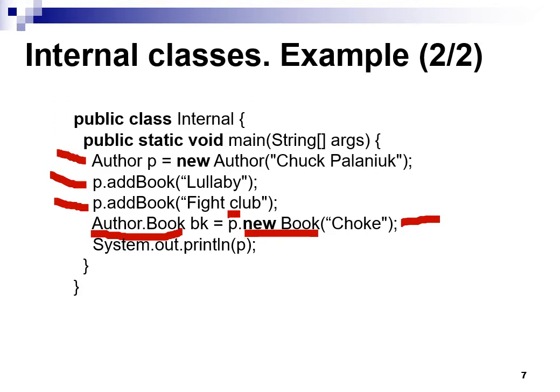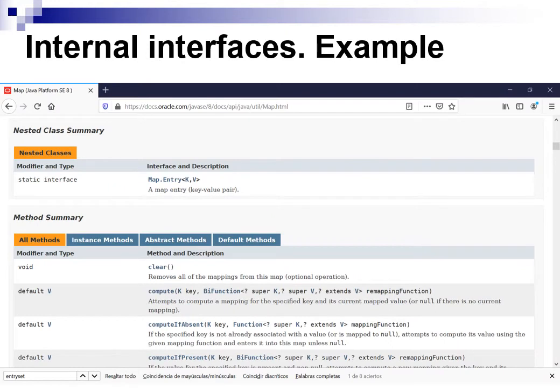And remember, in the constructor of book, we were adding this book to the collection of books of the given author. Well, the same idea is applicable to interfaces, but nested interfaces are static by default. And actually, you have already seen an example of this when you have used the interface map. Remember that inside map, there is an interface called entry that is used to represent tuples, pairs of key and values. And they are useful whenever you use the method entrySet, because you can iterate through all these key value pairs.